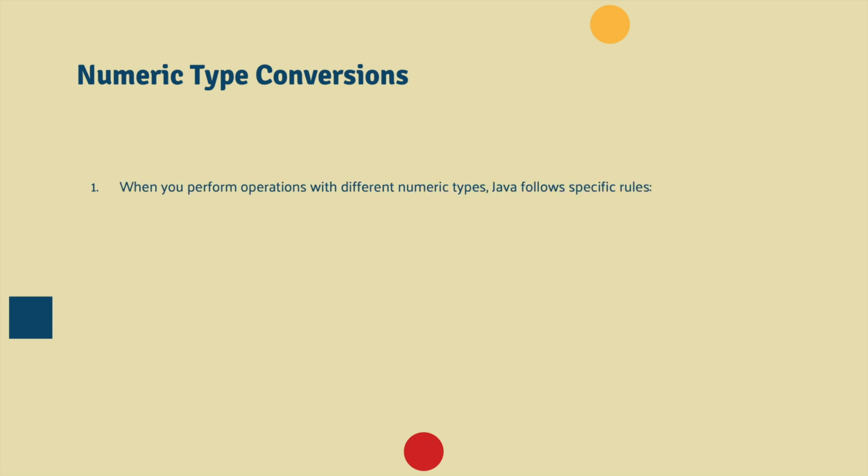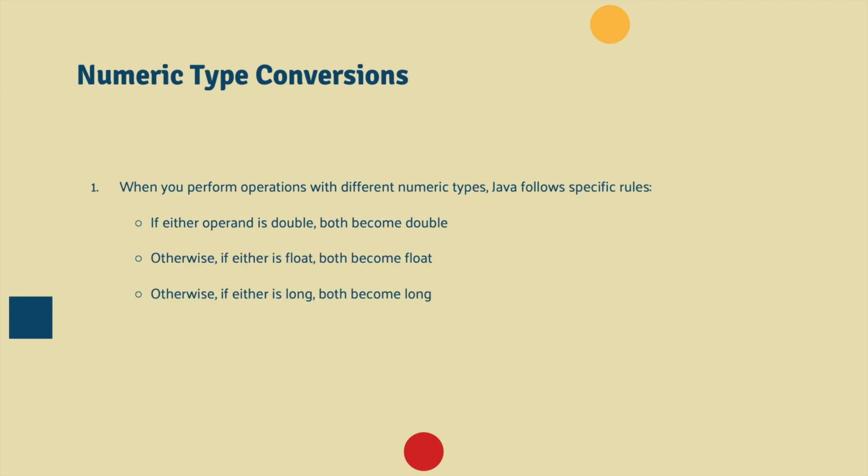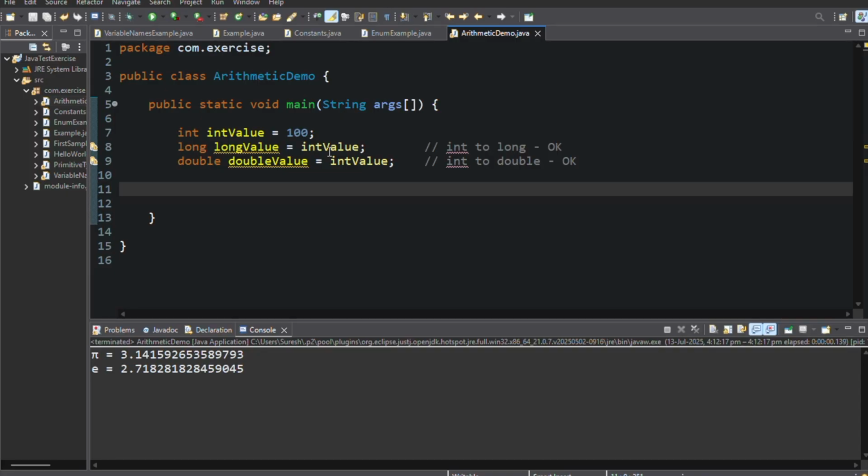When you perform operations with different numeric types, Java follows specific rules. If either operand is double, both become double. Otherwise, if either is float, both become float. Otherwise, if either is long, both become long. Otherwise, both become int.